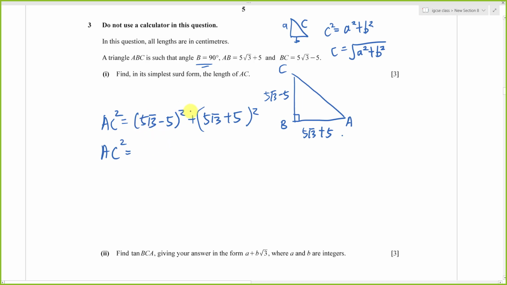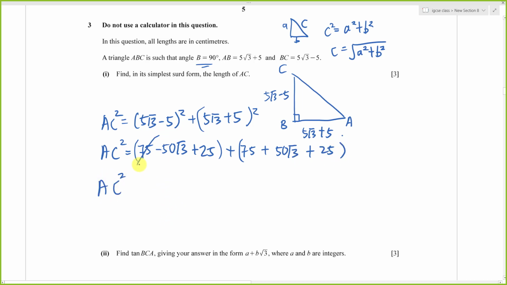So this is 25 times 3 will be 75. And then the next term will be minus 50√3 plus 25. Then the next one will be the same thing, 75 plus 50√3 plus 25. Right, then we'll solve all the numbers first. 150 and then plus another 50 will be 200. Then these two cancel already, so this is just 200. Length of AC will be square root of 200.